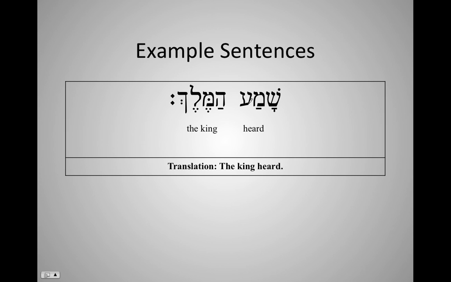Next we have only two words, Shema HaMelech. Shema means to hear, or in our past tense, heard. It's third masculine singular, meaning we need a subject that's masculine and singular to go before it. Note that its subject follows the verb. The subject is the king, HaMelech. Again, note the subject is definite. It's got a definite article before it. So what we get is the king heard. So the king becomes the subject of the verb, and it follows its verb. The king heard.